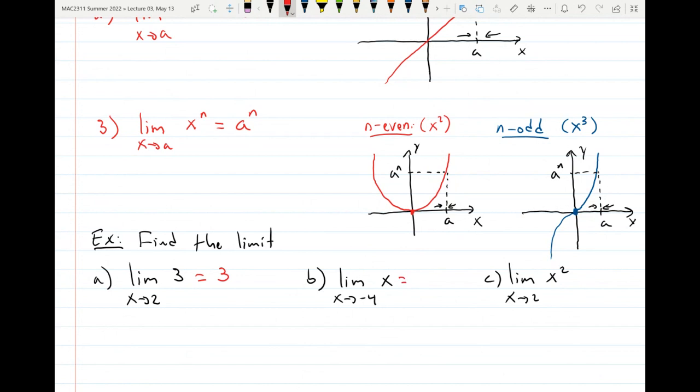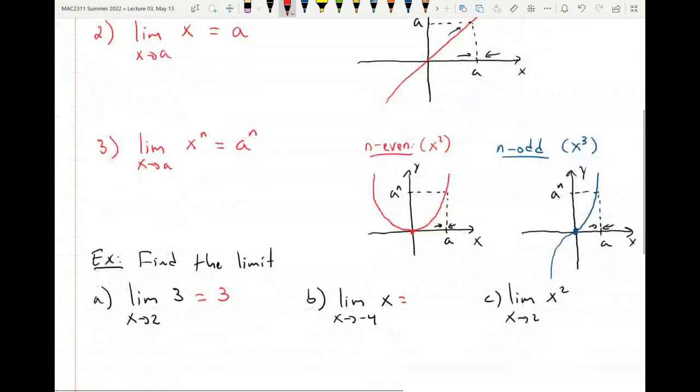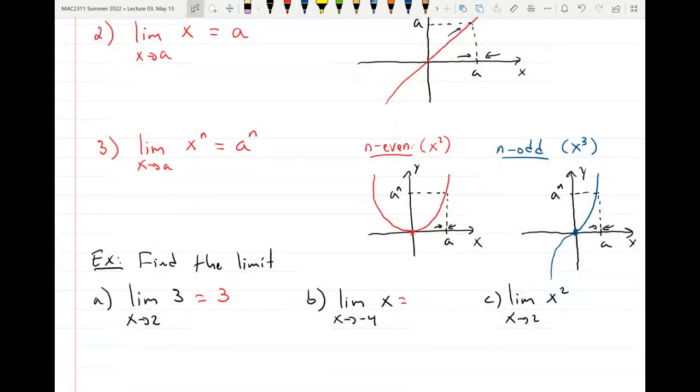Part B, this is actually property number 2. We can use property number 2 for that one. This is just -4. Evaluate, we get -4. And then part C, that's property number 3. And this would just be 2 squared, which is 4. Okay? So it should be pretty straightforward to use these basic properties.